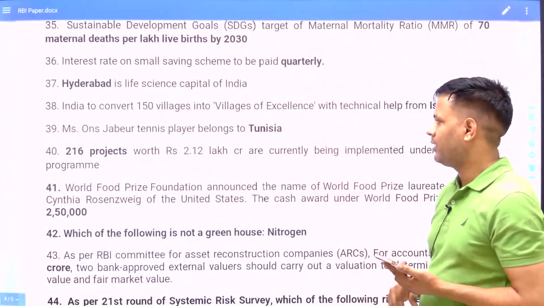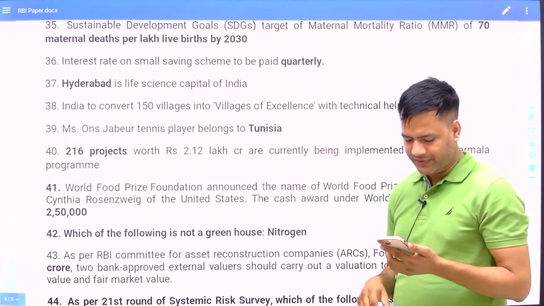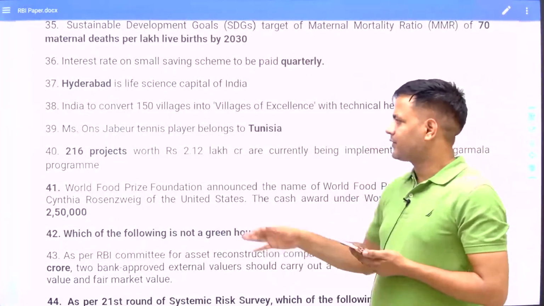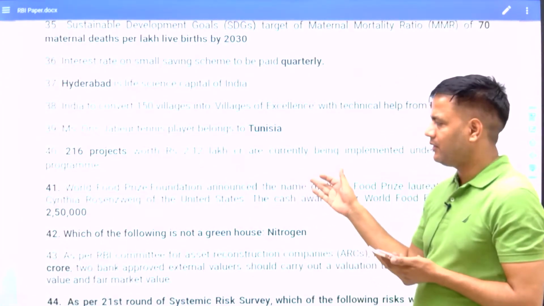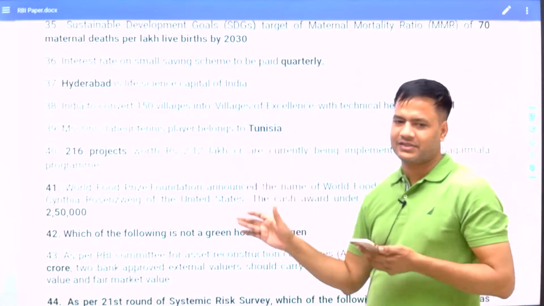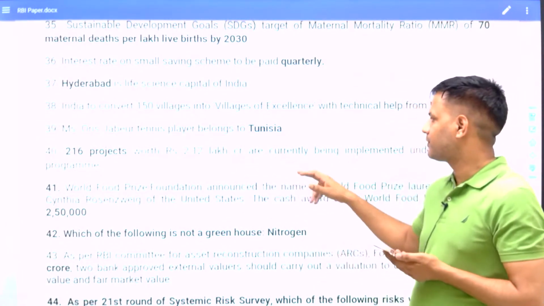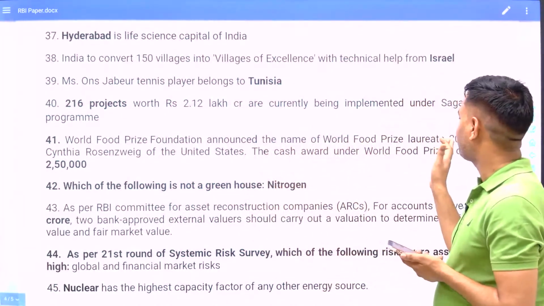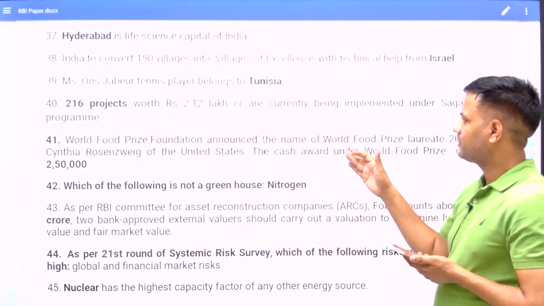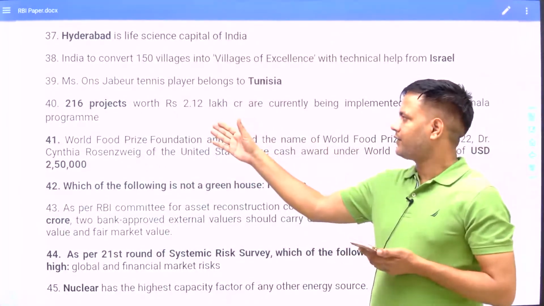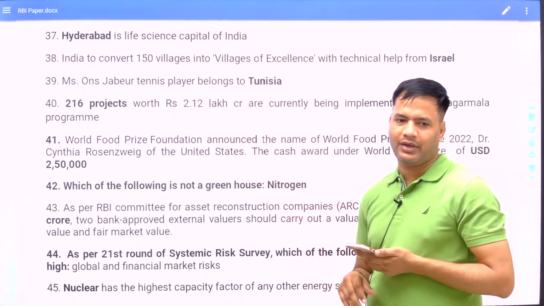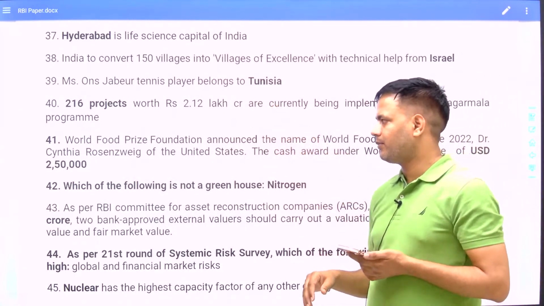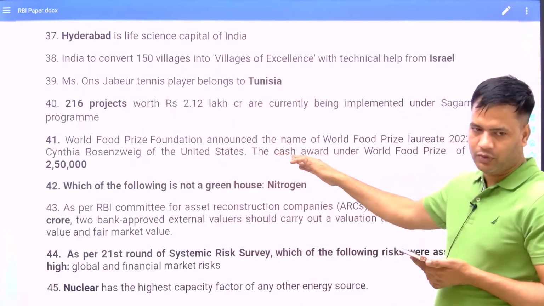India to convert 150 villages into villages of excellence with technical help from Israel. Ons Jabeur, tennis player, recently won a tournament. So it was asked which country she belongs to. Tunisia. One question was that under Sagarmala project, this ministry has allocated 2.12 lakh crore. So under how many projects? 216 projects. Amount of World Food Prize was asked.